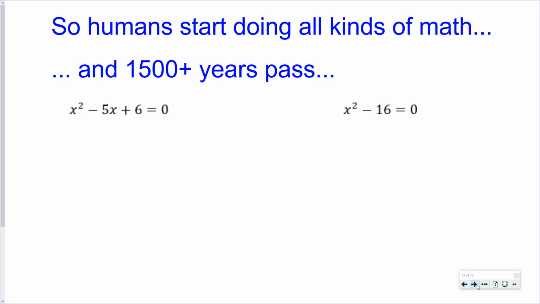So, most of you at this point, because of what we've been doing recently, would see these two equations and you would solve these lickety-split. You would say, all right, I'm going to factor both of these. Over here, I'm looking for two numbers that add to -5, multiply to 6: -3 and -2. Over here, I've got a difference of two squares, plus and minus 4. And then, of course, we use the zero product property to solve for x.